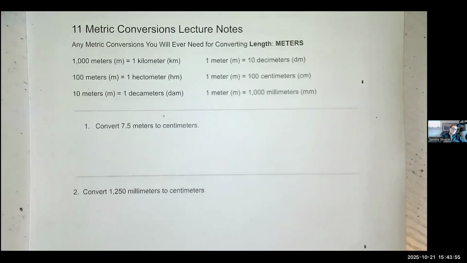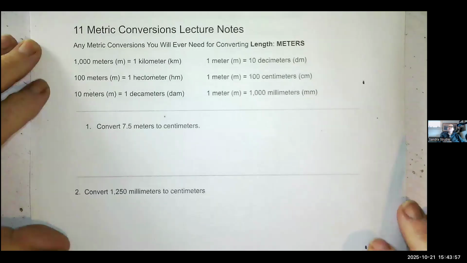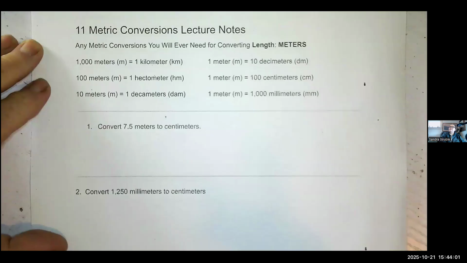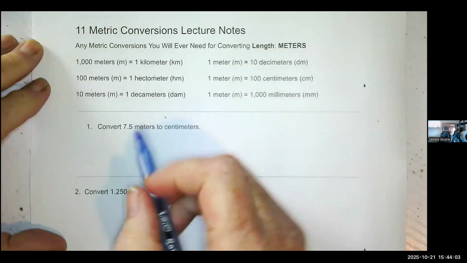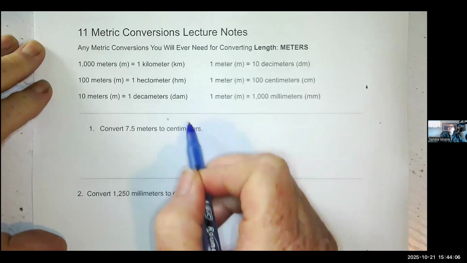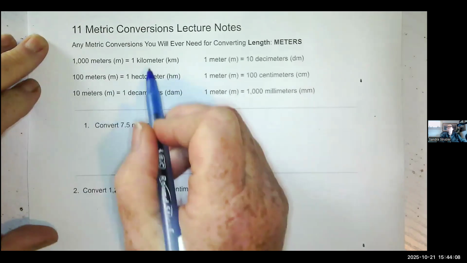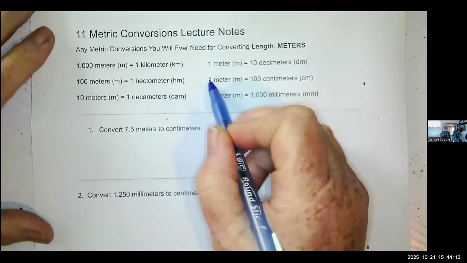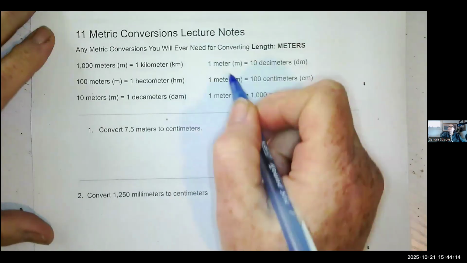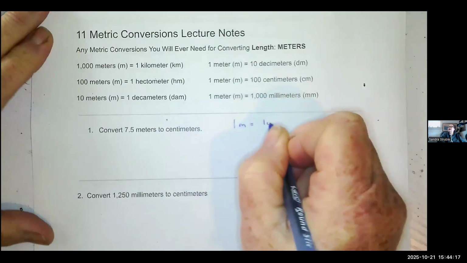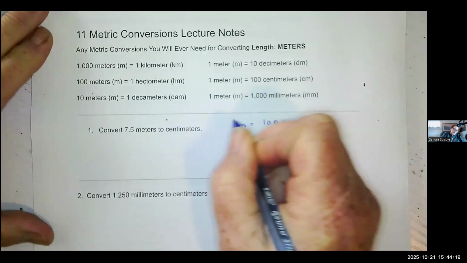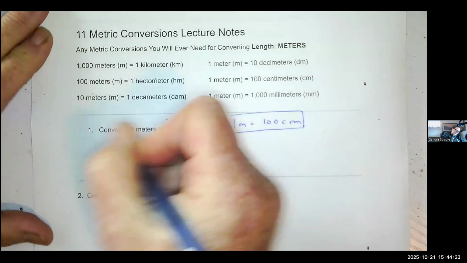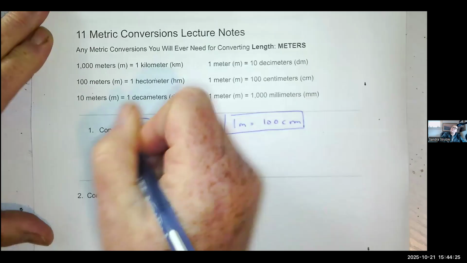We're going to start by doing a 1-step conversion just to get it loosened up. I want to convert 7.5 meters to centimeters. So I just need to come up here and find centimeters. These are all meters. There's centimeters right here. 1 meter is 100 centimeters. That is the conversion I'm going to use. I like to have it written down where I'm going to use it. So I'm going to start with what they're giving me: 7.5 meters. Please feel free to put that over 1 if you want to.